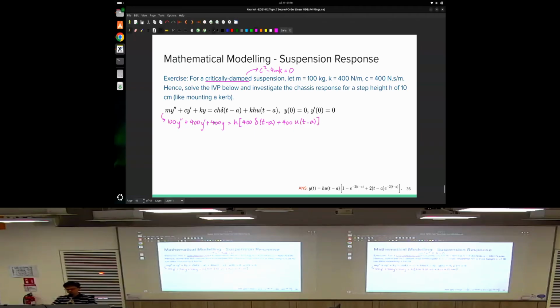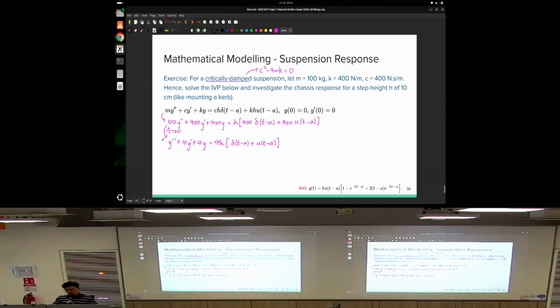You notice that everything has hundreds inside, so to make it easier, we divide by 100 throughout. Therefore, we have our ODE: y'' plus 4y' plus 4y equals, and the 4 can be factorized out, so it becomes 4h times a delta function plus a unit step function. Is that right? Okay, so this will be our ODE in its simplest form. We cannot simplify further.